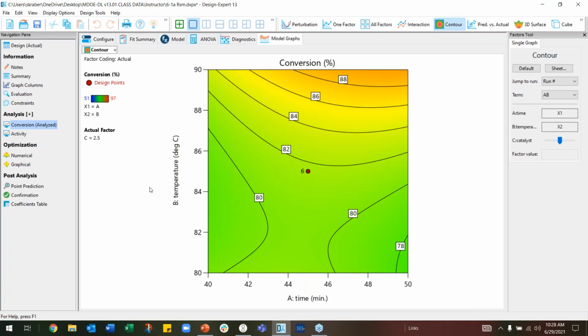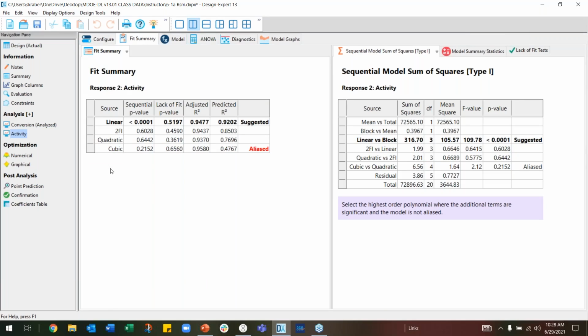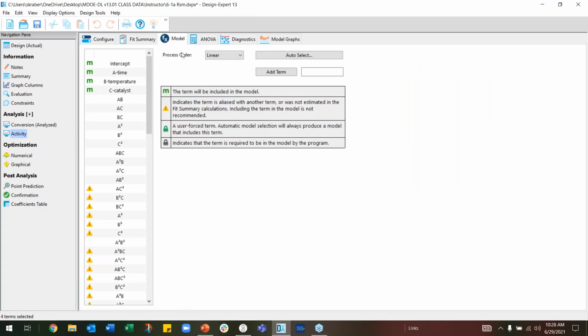Now, we are going to end up using optimization, so I'm not going to spend a lot of time looking at that model graph. Instead, I'm going to go ahead and analyze activity. For activity, it looks like the linear model is suggested. You can see that if we go to a 2FI or a quadratic model, you get into non-significant p-values. So we don't need to go to a higher order model. Linear should be sufficient.